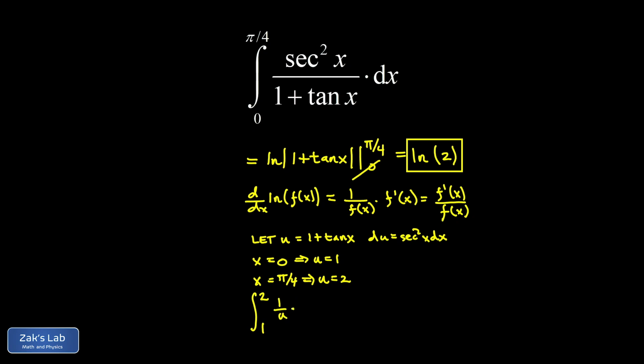Of 1 over u du, and this gives us the natural log of the absolute value of u, evaluated from 1 to 2. So I get the natural log of 2 minus the natural log of 1, but again, the natural log of 1 is 0. So we arrive at the same answer, natural log of 2, and we're done.